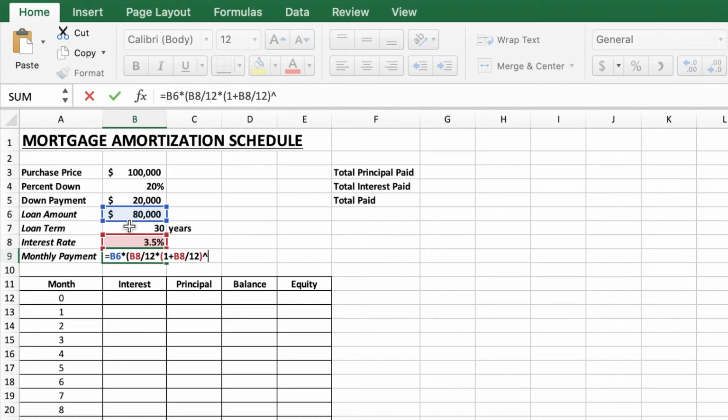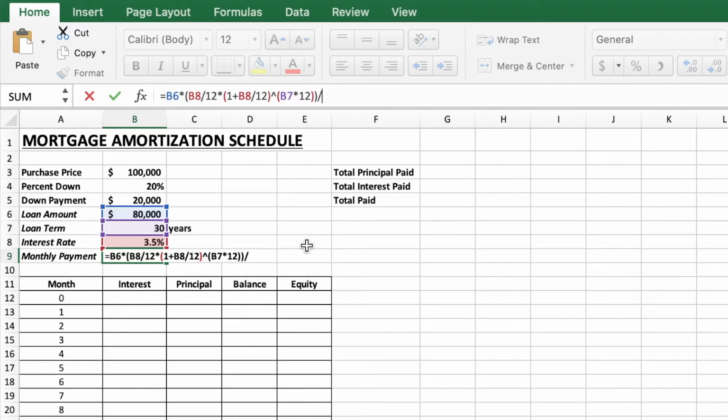And so the total number of months will be my loan term of 30 years times 12, because again, there are 12 months in every year. Now, it's important that you have parentheses around your years and months, because otherwise Excel will not realize that you're trying to take to the power of both of them. Then I'm going to do a final close parentheses, which matches up with the parentheses I have before the B8.